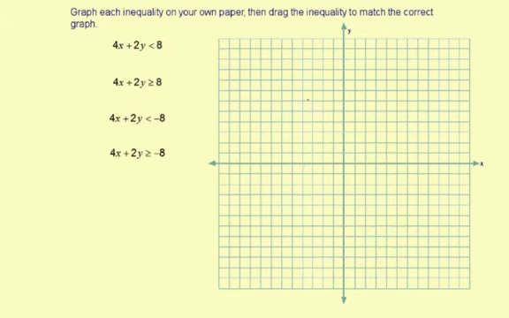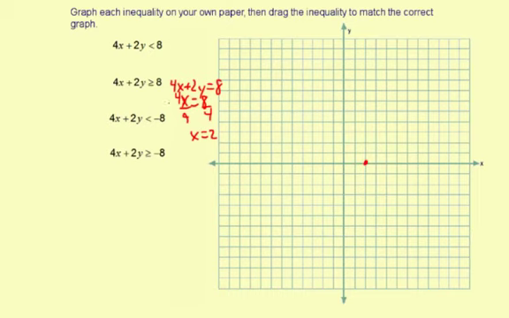Now the next inequality is 4x plus 2y is greater than or equal to 8. So we're going to graph 4x plus 2y equals 8, and we're going to use a solid line this time because there is an equal to here. It means it does include points on that line. So let's go ahead and find the intercepts. 4x equals 8 for the x-intercept. Divide by 4, and we get x equals 2. So put a point right there on x equals 2.